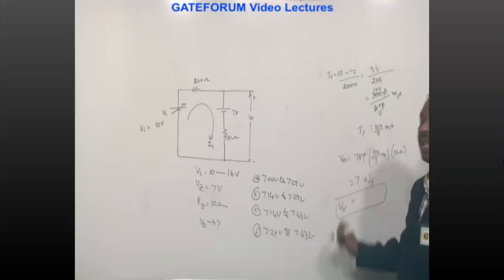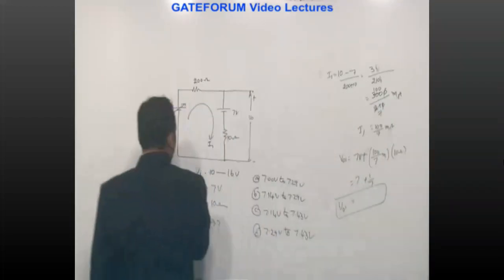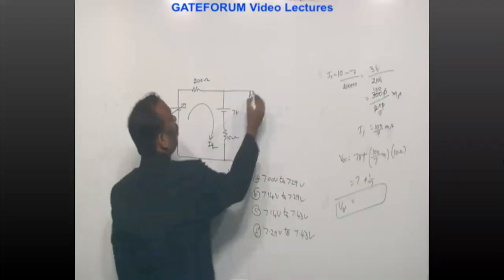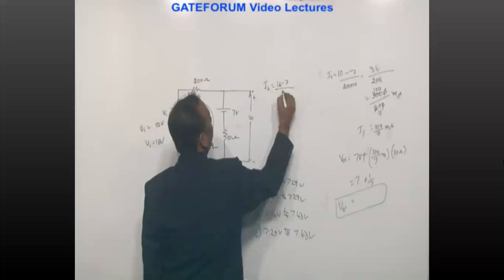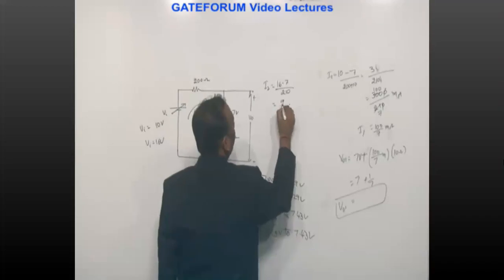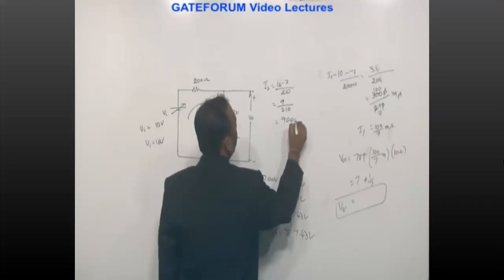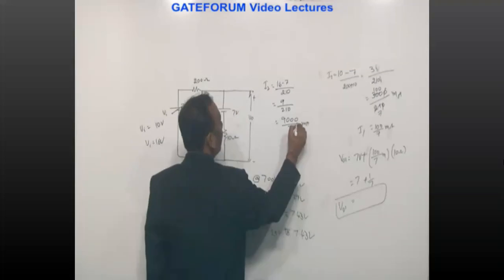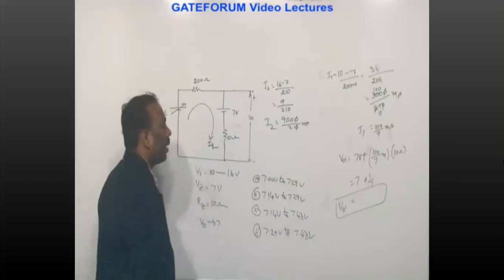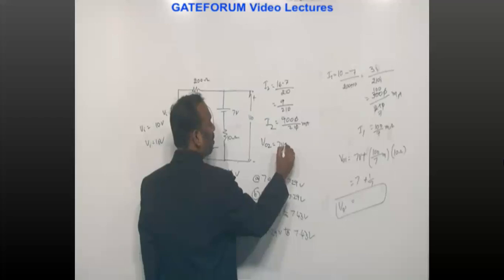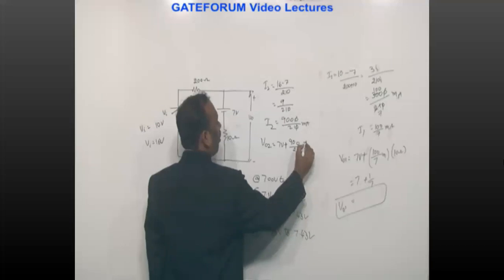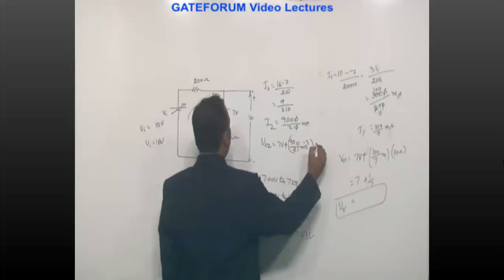That is VO1. Now consider input voltage Vi equals 16 volts. Then current is I2. How to find I2? 16 minus 7 divided by 210. Okay, that is 9 by 210, that is 9000 by 210 milliamperes. Okay, this gives the I2 value. Then VO2 equals 7 volts plus 900 by 21 into 10 power minus 3 into 10.